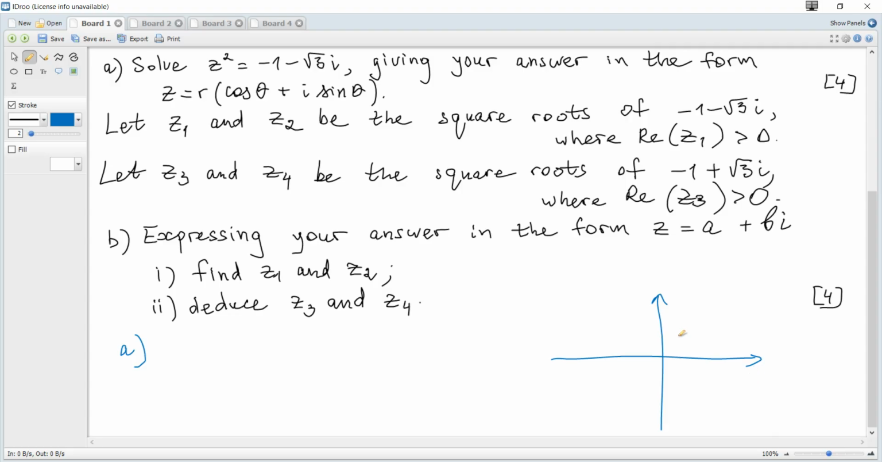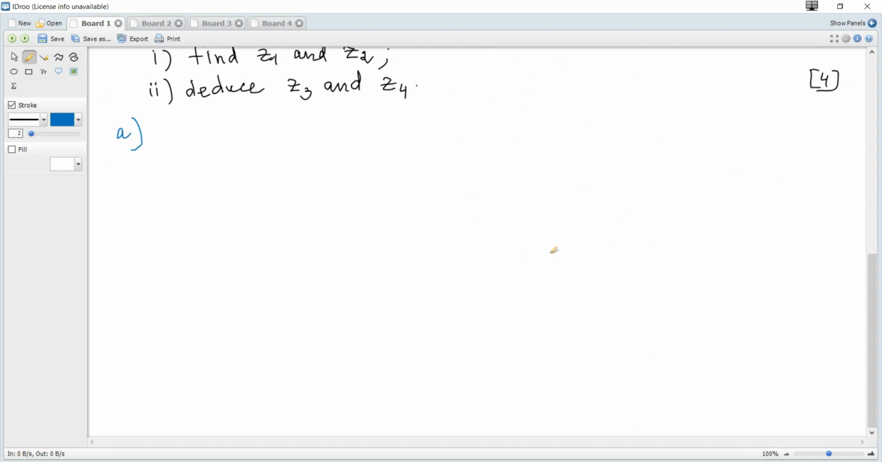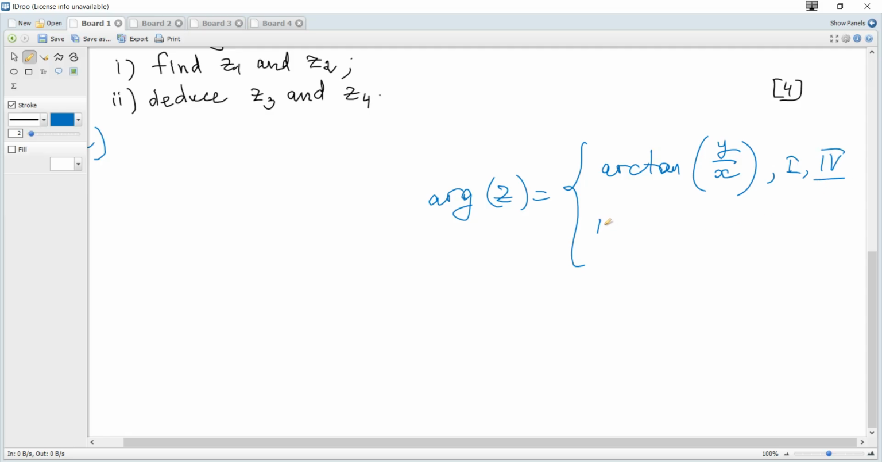Or, without the Argand diagram, you may just use a formula. The modulus is the square root of x squared plus y squared, and for the argument it's just arctangent of y over x for the first and fourth quadrants, and 180 plus arctangent of y over x for the second and third quadrants.